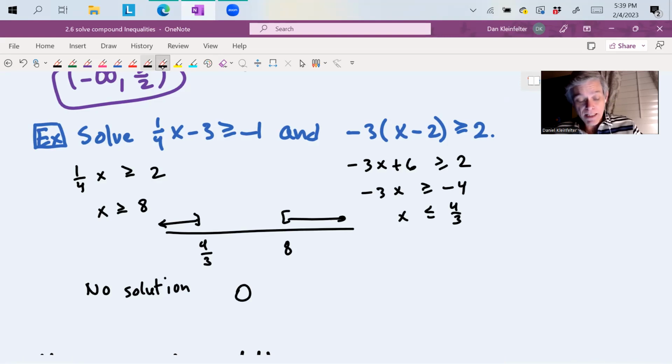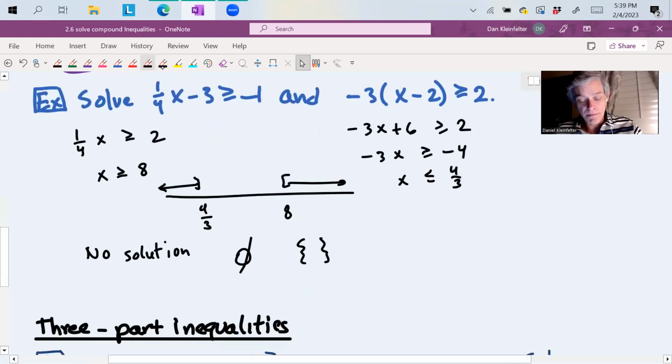You could write the empty set, which is kind of a fat 0 with a slash through it, or a pair of curly braces that are empty, that is with nothing enclosing them, or enclosing nothing. In this case, there was no solution. There were no x values that fit the first one and the second one.